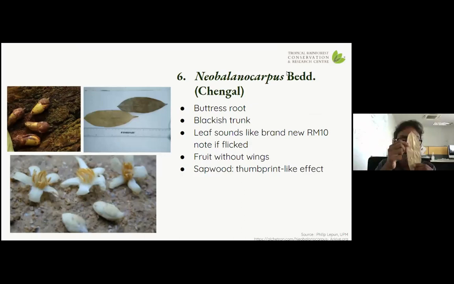If you flick, I don't know if you can hear me, but if you flick the leaf, the sound of the leaf is like flicking a brand new RM10 note. Yeah, it's the same. But if you flick an RM50 note, yeah, it's not the same anymore. Okay, the fruits of this species have no wings, as you can see in the top photo. And if you cut the outer bark and you look at the inner bark, they have this thumbprint-like effect.